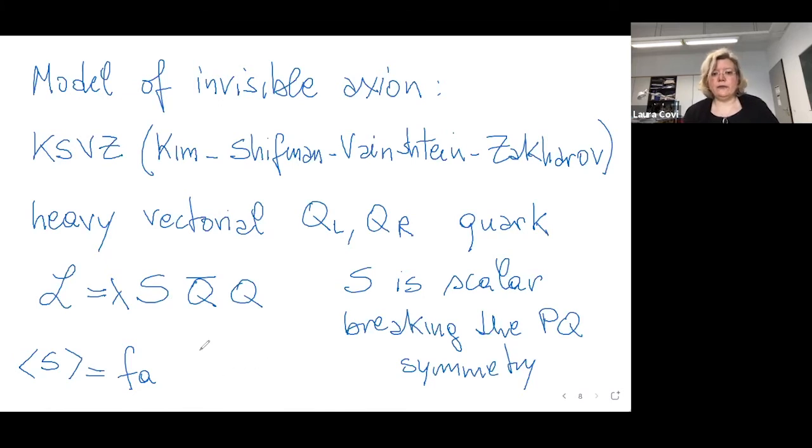So if you want, let me write it in the next slide. You have S, you can write it as F phi over square root of 2. Here you could write it with a radial part.